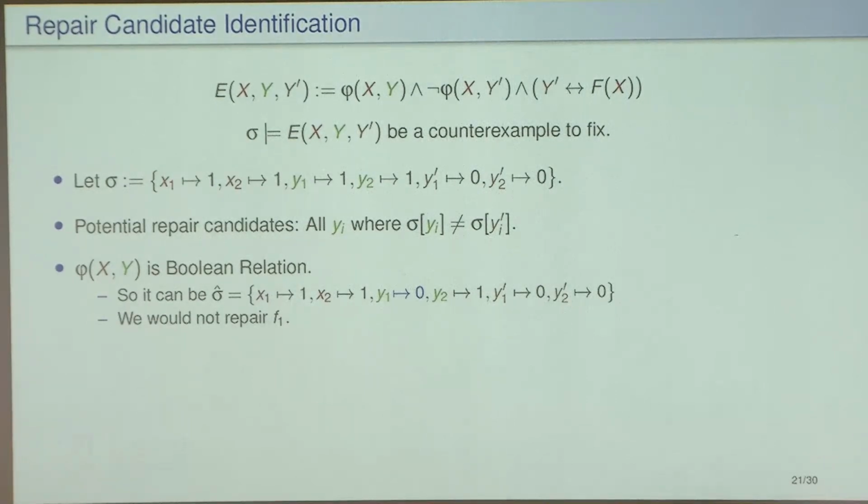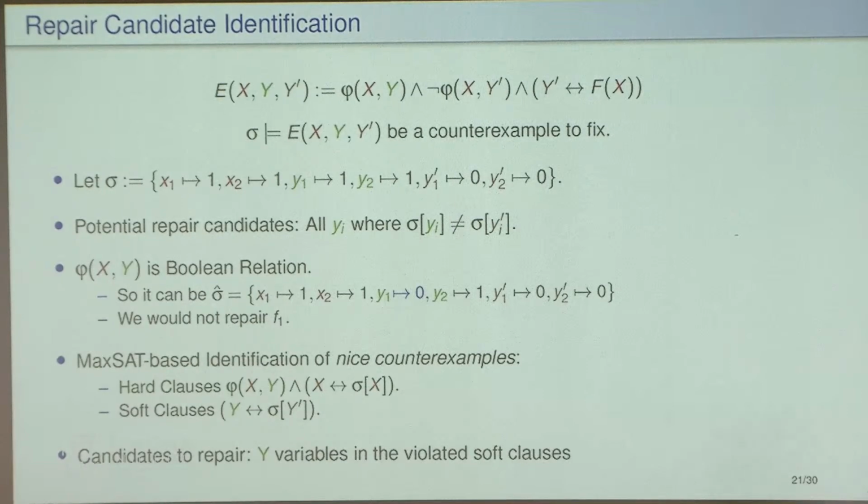So how do we go and look for such a counterexample? What we can do is invoke a MaxSAT solver to find nicer counterexamples. What we want to say is: here's my specification, here's the assignment over x. Find me the counterexample that can agree as much as possible with the output of the functions I have, so that I don't have to repair much.